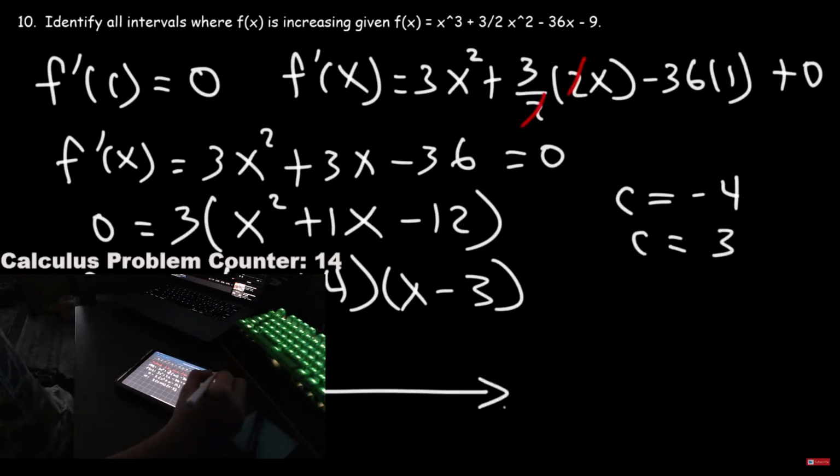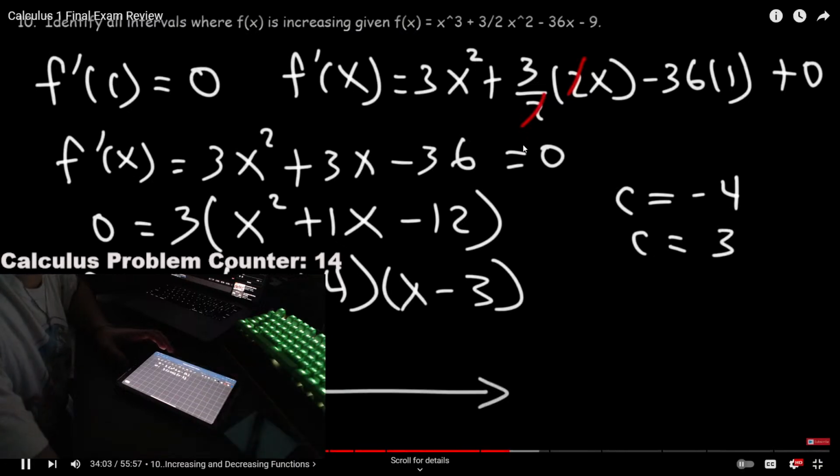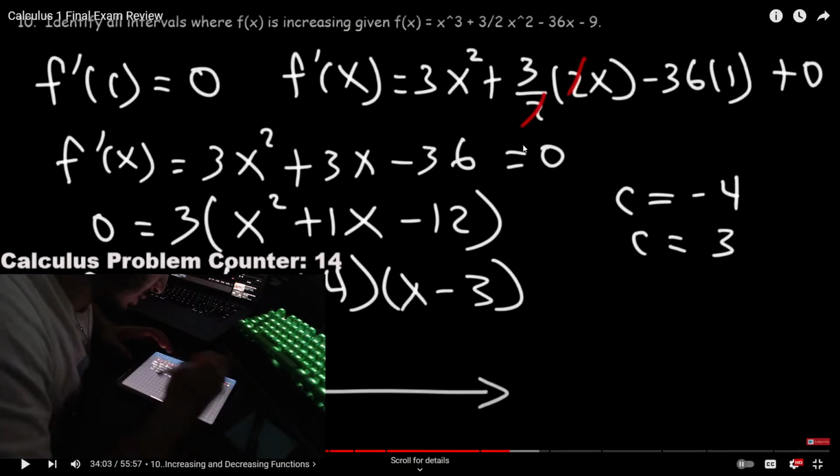Okay. So now what we need to do is make a number line, putting these critical points on it.